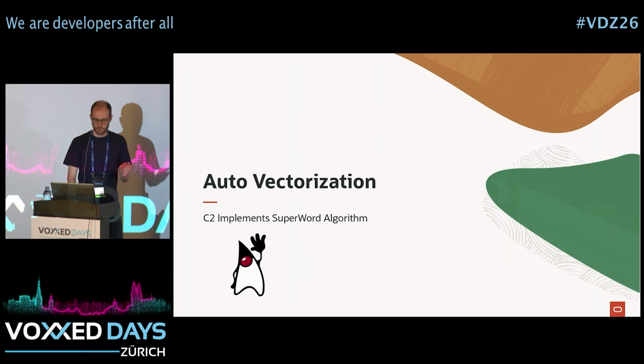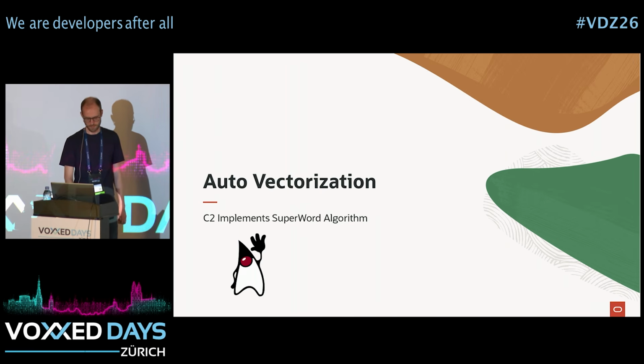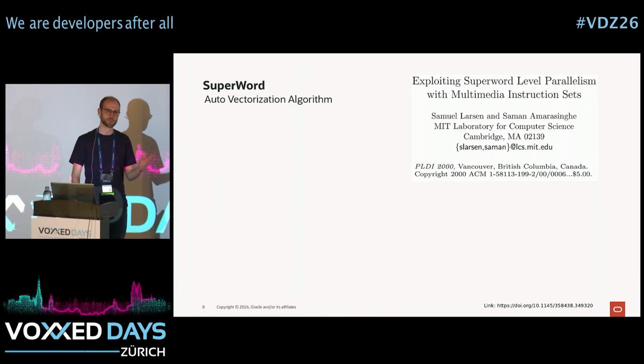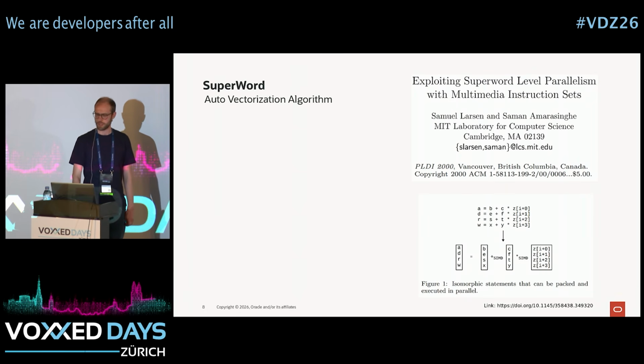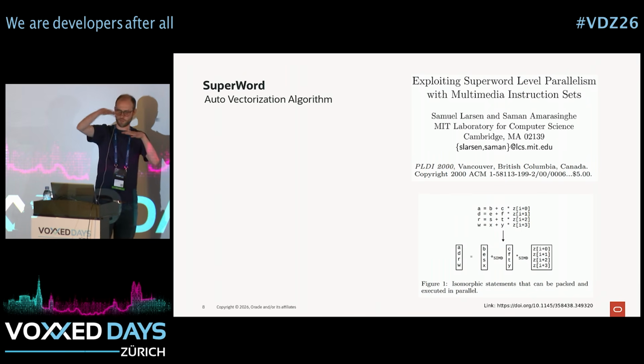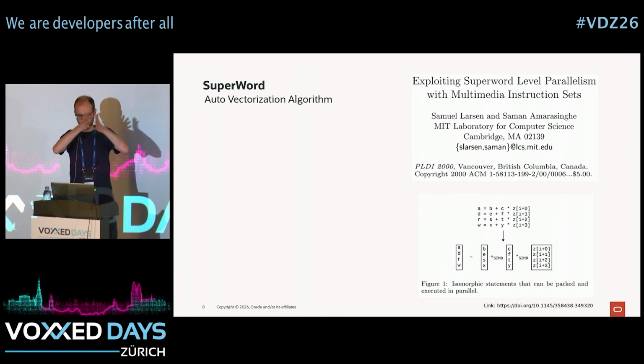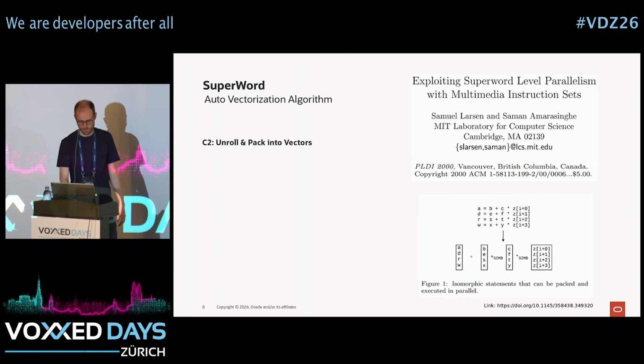Okay, so let's dive a little bit for a quick second into auto-vectorizing. The algorithm that we have in C2, that's the HotSpot JIT, is SuperWord, and it has been implemented in the C2 JIT for a long time. The basic idea of the paper was to find parallel statements. They are isomorphic, so they all have the same form, and so we can pack across those instructions into vectors and then use SIMD operations, which should hopefully execute our code faster.